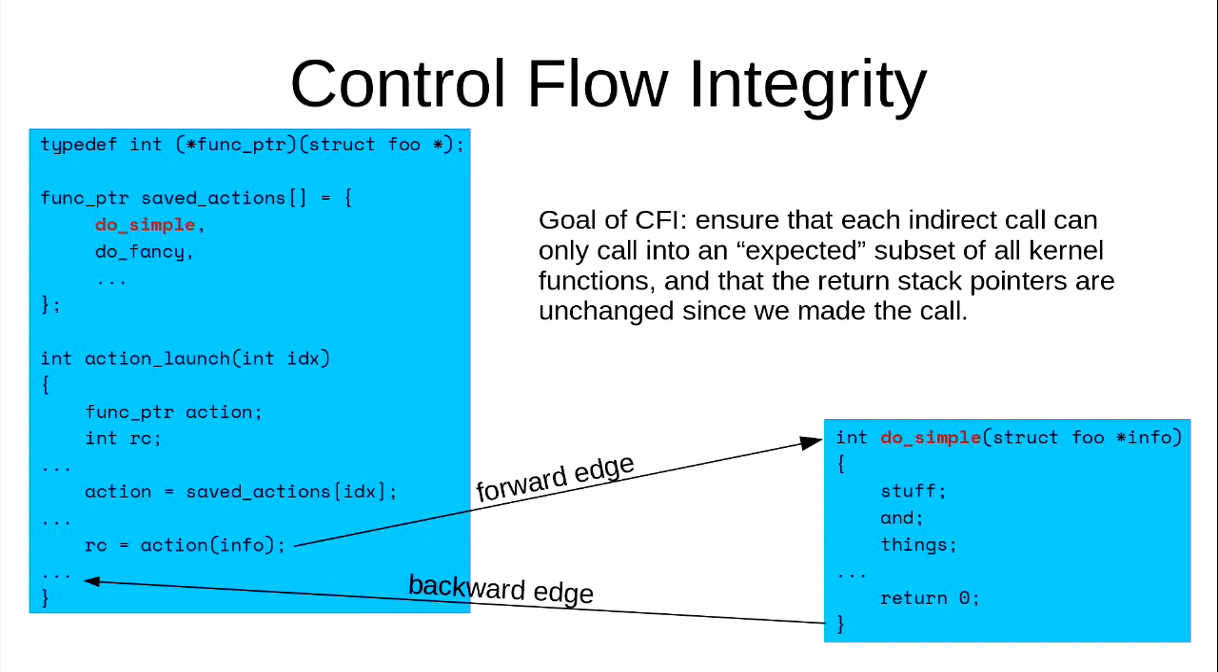So control flow integrity wants to, and I'm just going to read it here, we want to ensure that the indirect calls can only reach an expected subset of the functions that are in the kernel, and that any return pointers that are saved on the stack are unchanged since we called into a function and came back. And that's basically why we're here and what we care about.